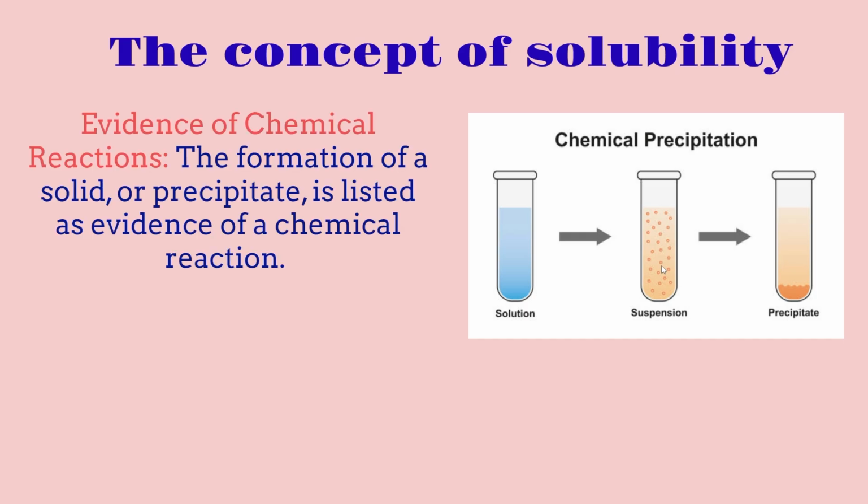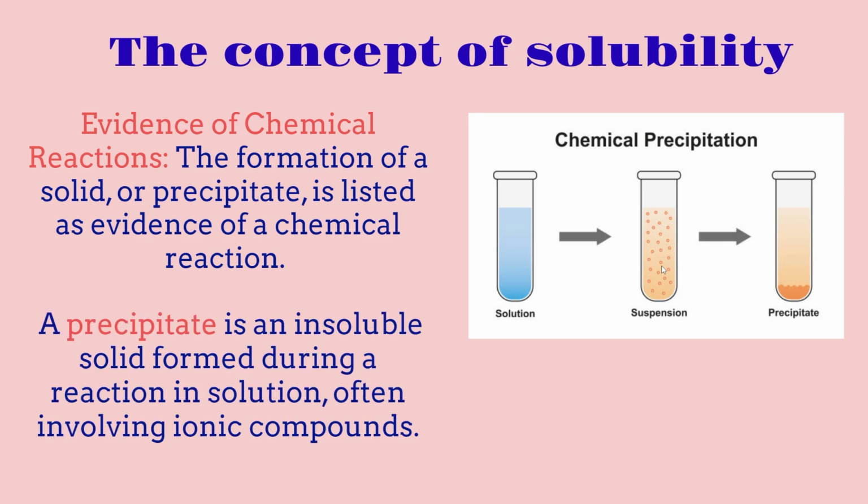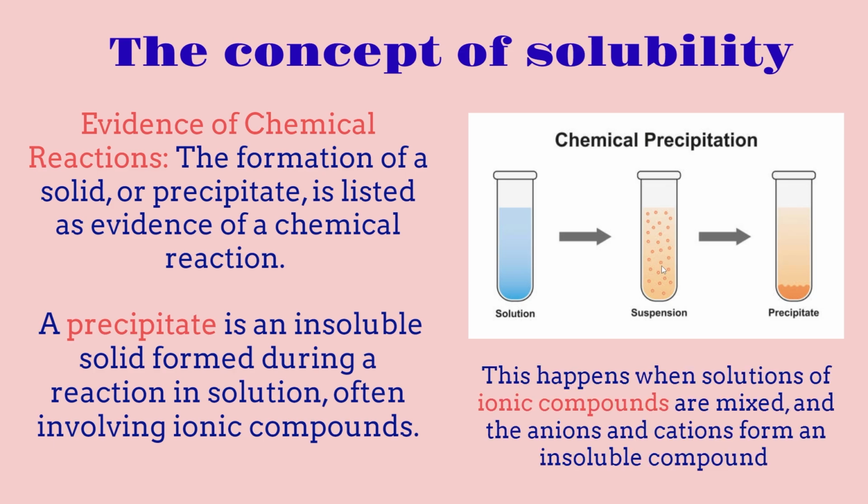First of all, in our last video we talked about evidence of chemical reactions, and we said in that video if you can see a precipitate, then that is evidence that a chemical reaction has occurred. So basically, the formation of a solid or precipitate is listed as evidence of a chemical reaction. And basically a precipitate is just an insoluble solid which is formed during a reaction in solution, and that often involves ionic compounds. This happens when solutions of ionic compounds are mixed, and then the anions and the cations come together to create an insoluble compound.